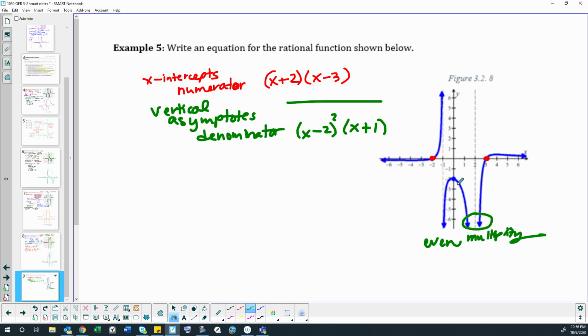Alright, the next thing we need to do is look at our y-intercept, and we need to use what we know so far to help us predict a y-intercept at -2. So let's put what we've got together so far, like x plus 2, I'm going to use a different color, x plus 2 times x minus 3 over x minus 2 squared times x plus 1.